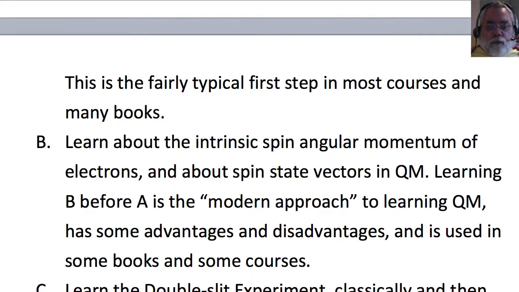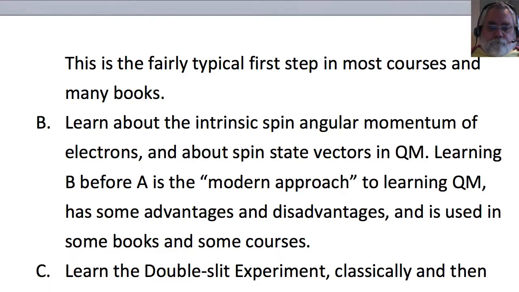The second approach, we could learn about what's called the intrinsic spin angular momentum of electrons and about spin state vectors in quantum mechanics. Learning B before A is the modern approach to learning quantum mechanics. It has some advantages but some disadvantages. It's used in some books and in some courses.